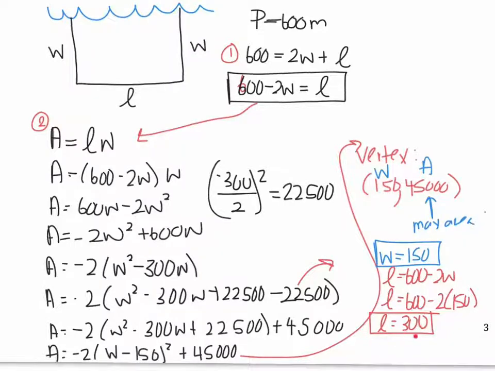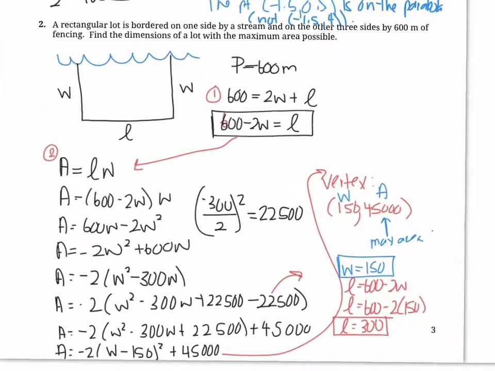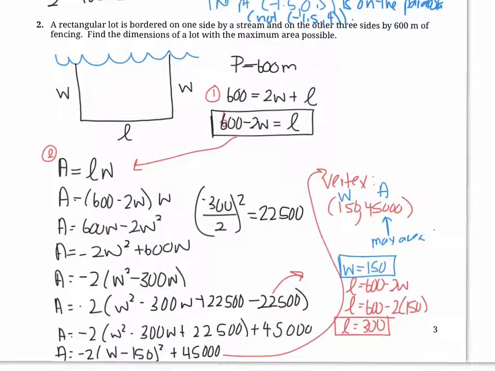Therefore, you can write that down. I ran out of space, but in conclusion, just write a concluding sentence. In conclusion, the dimensions that will make the maximum area are a width of 150 and a length of 300.